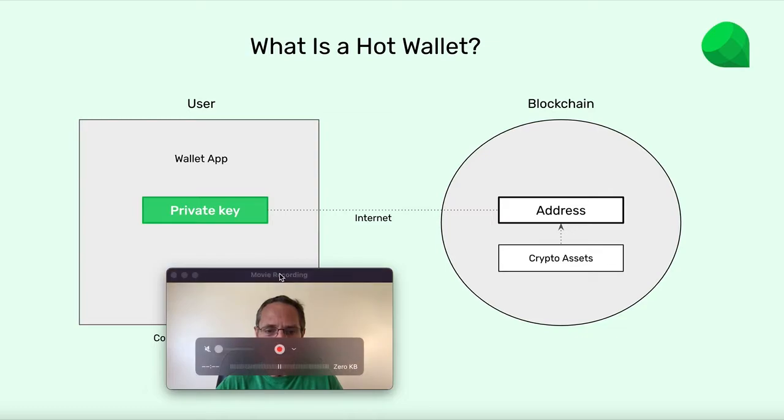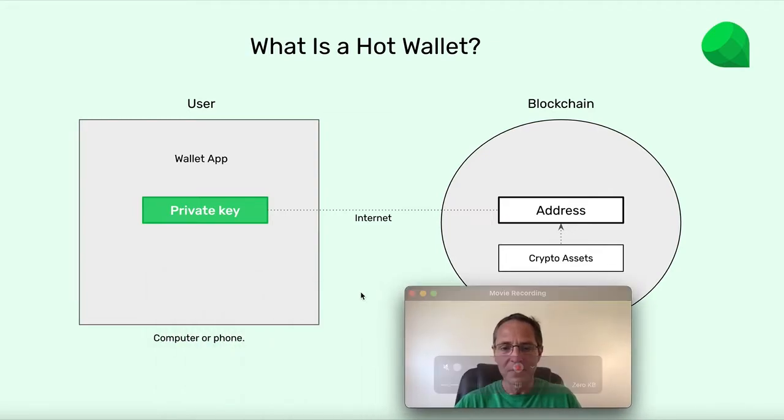What is a hot wallet? A hot wallet is when you keep the private keys in your computer or phone that you use on a daily basis and in a wallet app, and you receive and send transactions to the blockchain on a daily basis or frequently in general. They're called hot because they are ready to use and available to send crypto assets.